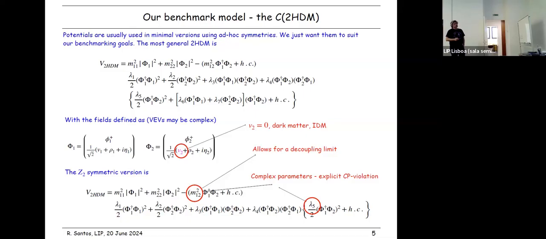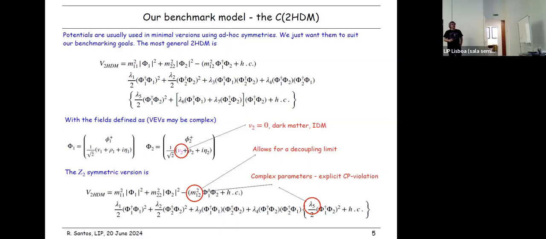This is the most general two-Higgs doublet model. Instead of one field, we have two fields now. Instead of just one vacuum expectation value, usually we use two vacuum expectation values. We could have decided that we don't want this vacuum expectation value. If this was the case, then this would be dark matter, because we could keep this Z2 symmetry exact. If you keep the symmetry exact, you can have dark matter.